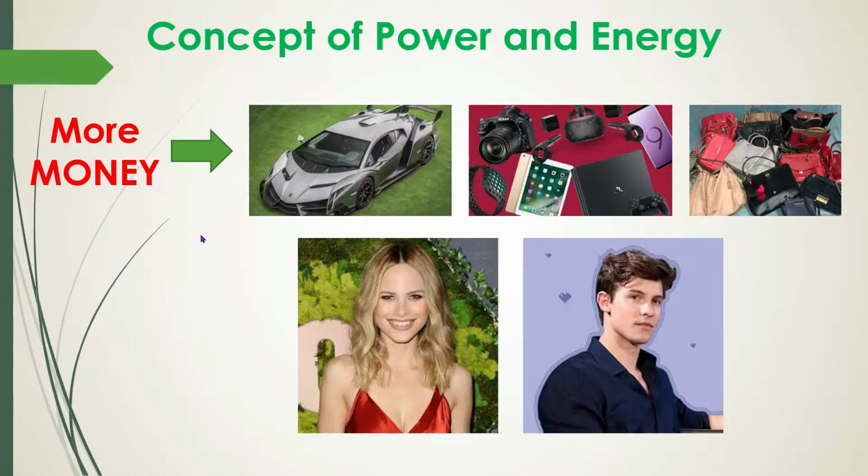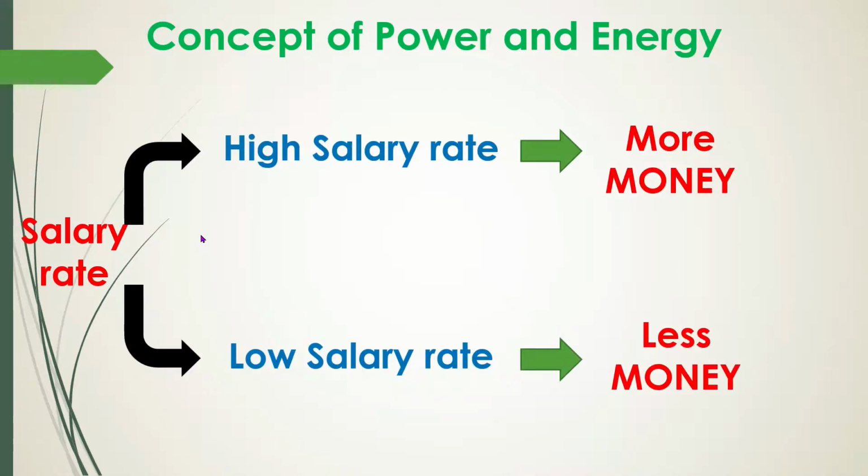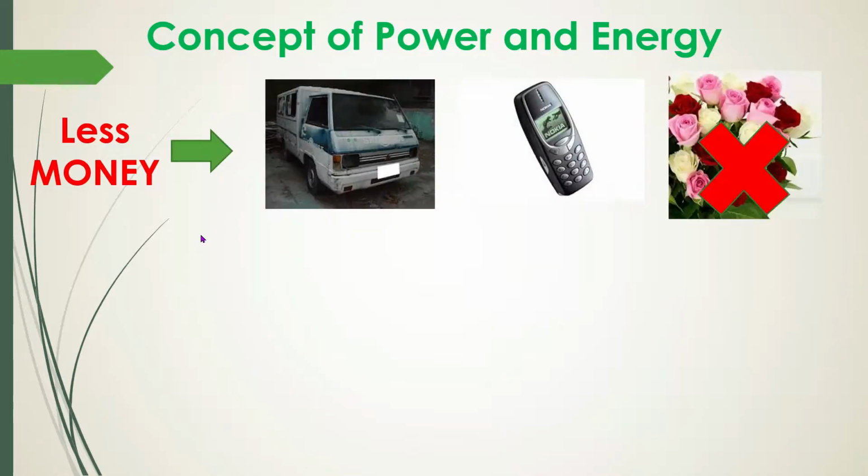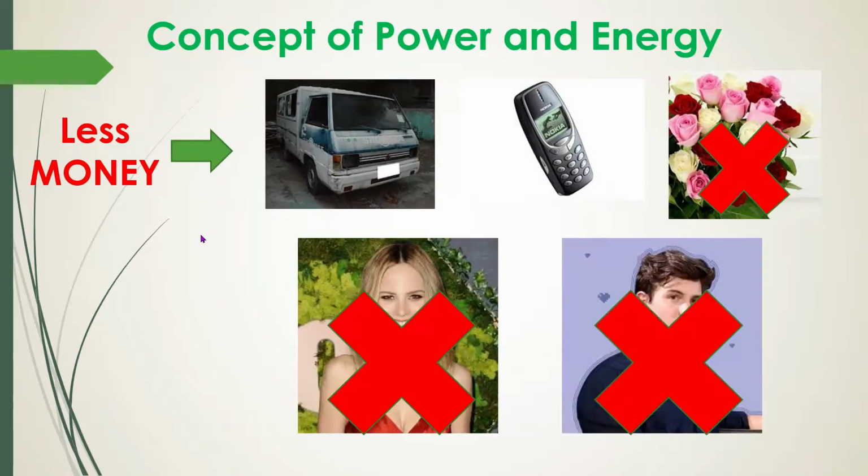To continue, having a low salary rate means you can earn less money at a given working time, which leads to less money to buy things, gadgets, cars, roses, girlfriends, or boyfriends, which will give you an option to buy less expensive things. Substandard and second-hand cars, or no girlfriend or boyfriend at all. Please note that the boyfriend and girlfriend is just a joke. My goodness, what am I saying?